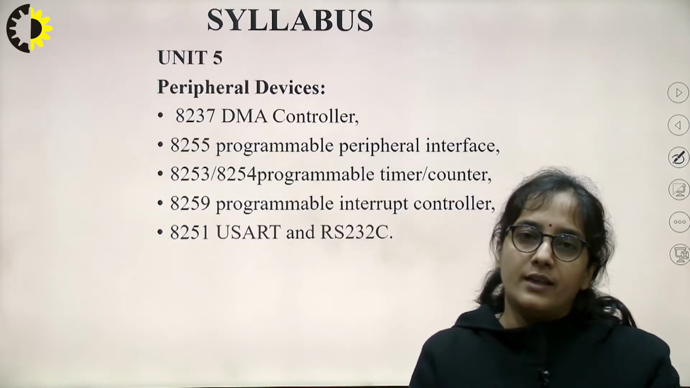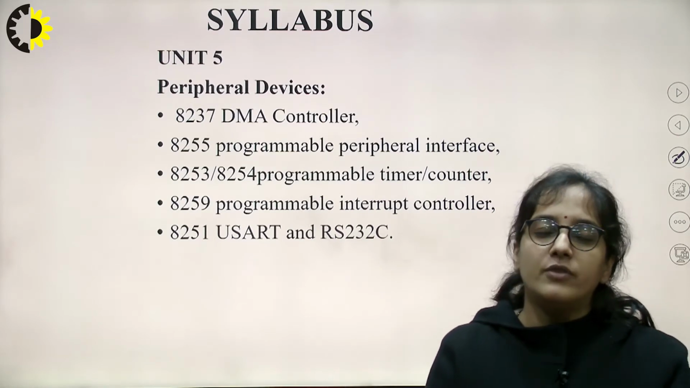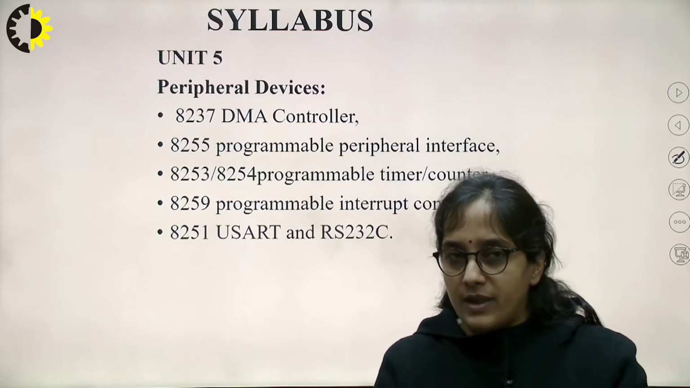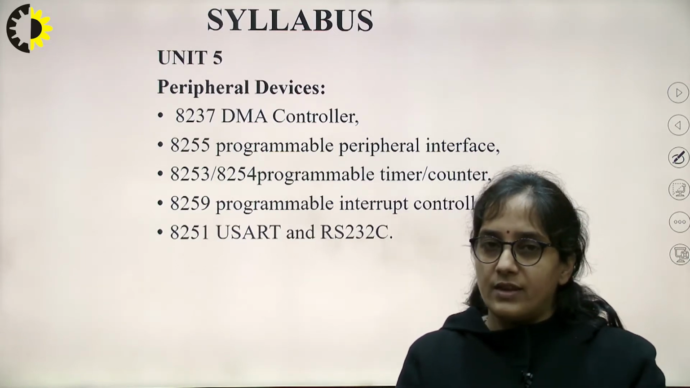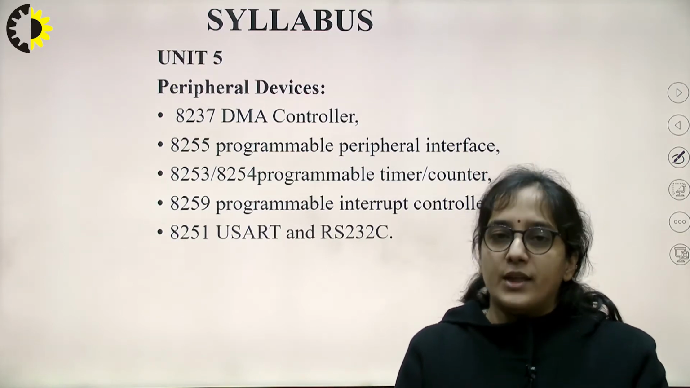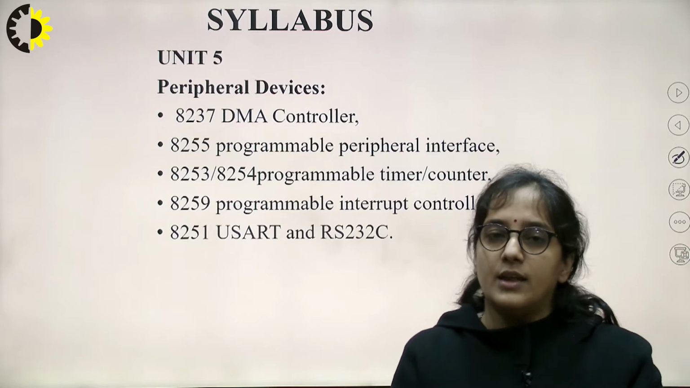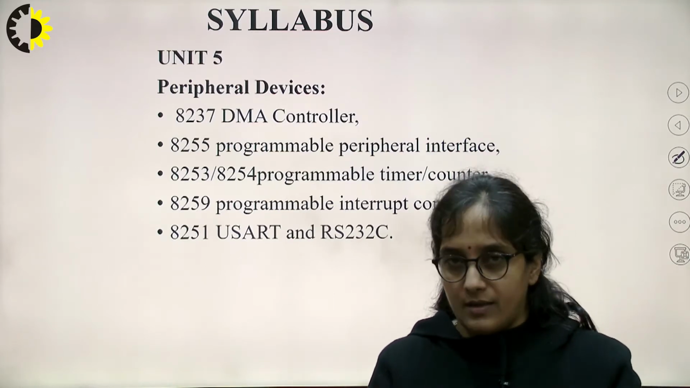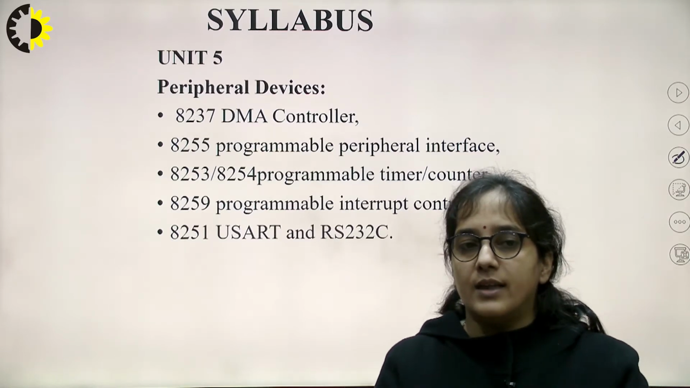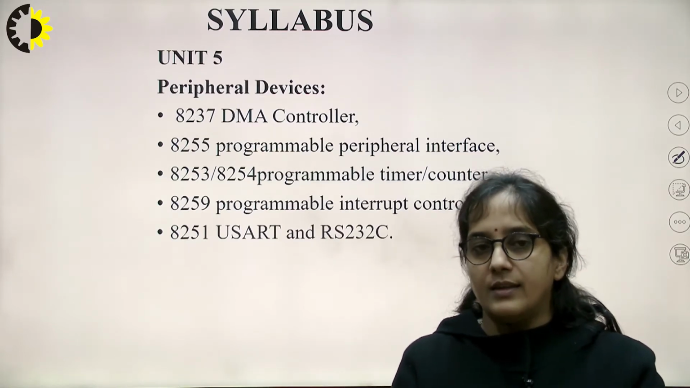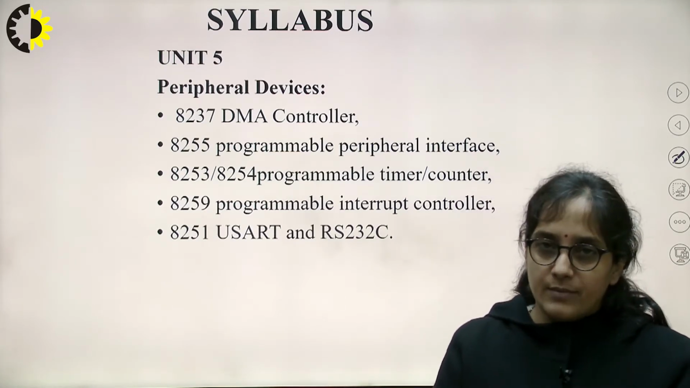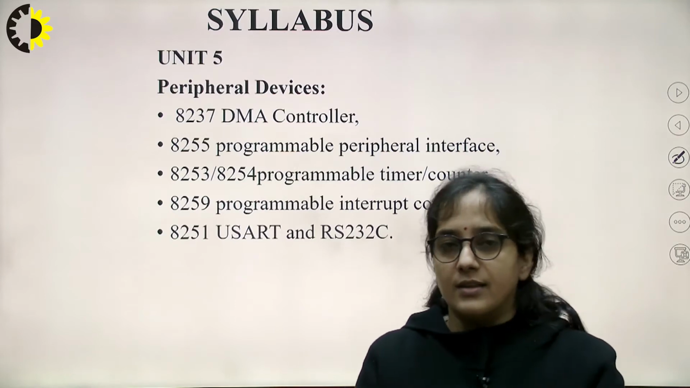In unit number 5, we are going to discuss different peripheral devices. These are some ICs: 8237 DMA, 8255 programmable peripheral interface, 8253 which is the timer IC, 8259 which is the programmable interrupt controller, and lastly UART, that is 8251, and the RS232C cable. So, this is all about the syllabus that we are going to cover in this subject.